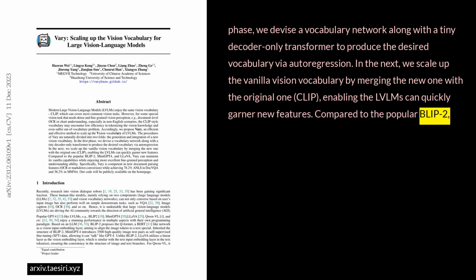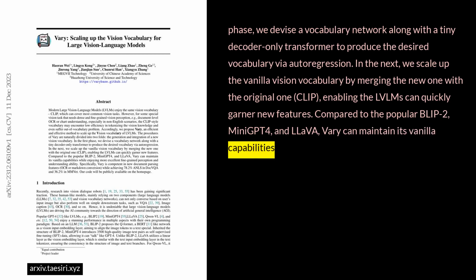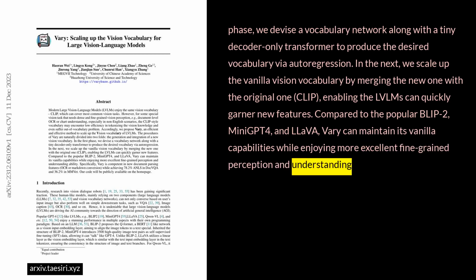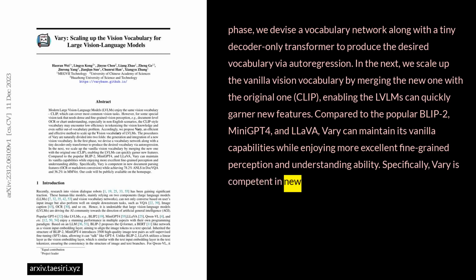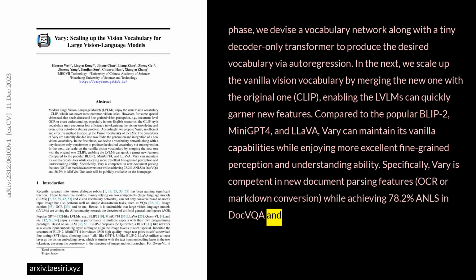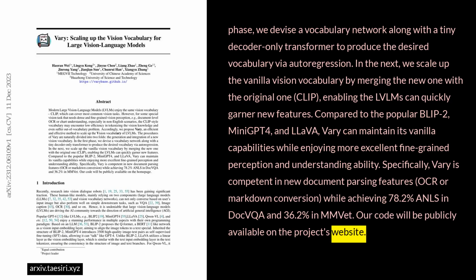Compared to the popular Blip2, Mini-GPT-4, and Lava, Vary can maintain its vanilla capabilities while enjoying more excellent fine-grained perception and understanding ability. Specifically, Vary is competent in new document parsing features, OCR or Markdown conversion, while achieving 78.2% ANLS in DocVQA and 36.2% in MMVet. Our code will be publicly available on the project's website.